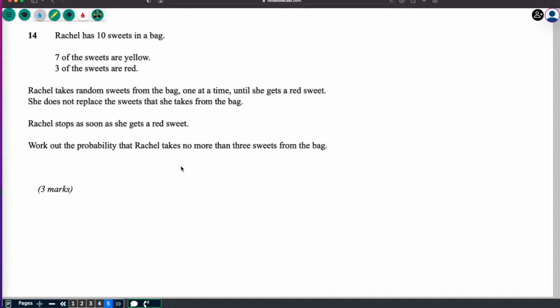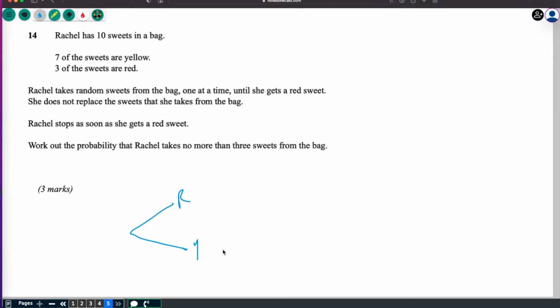Okay, so we start out with our 2 branches, red and yellow. Then we could again get a red and yellow. But actually, do I need to continue with this path here if I pick a red first? I actually don't need to worry about those branches. Because the question says she takes a sweet one at a time and she stops as soon as she gets a red sweet, I can just stop here. That's where that branch ends.